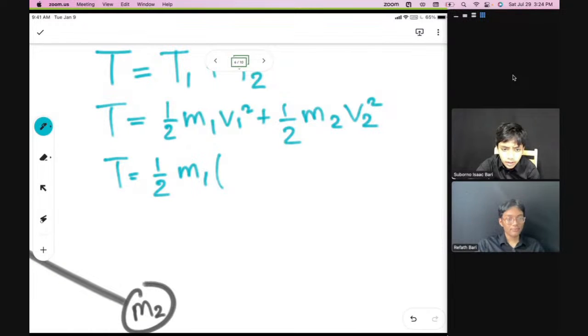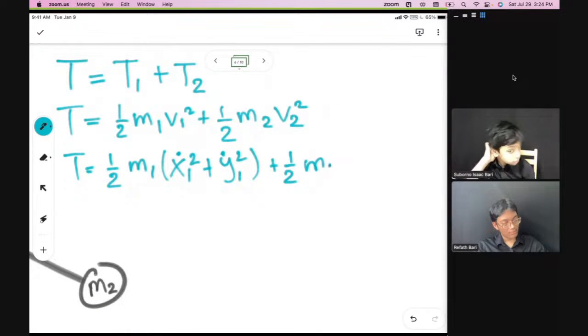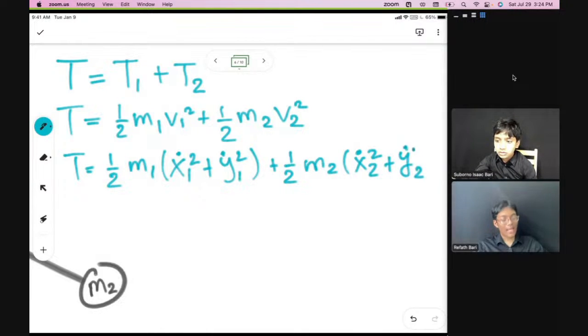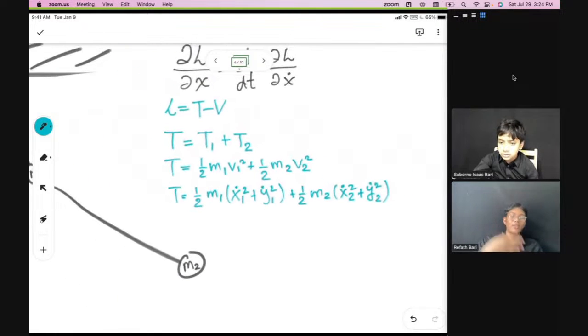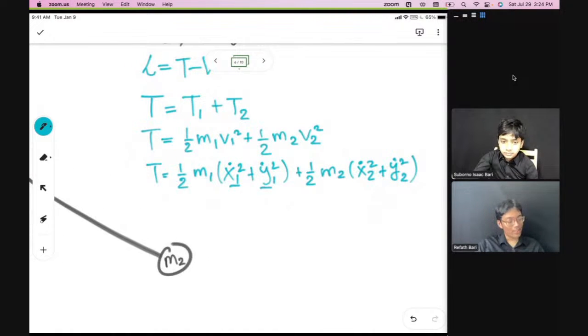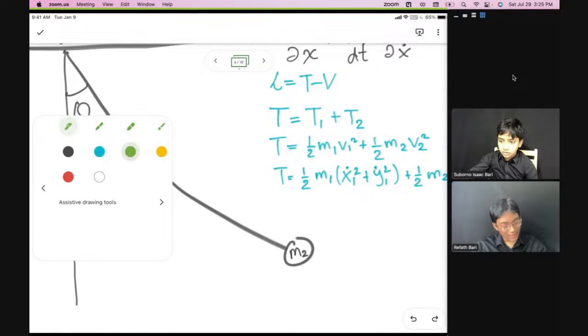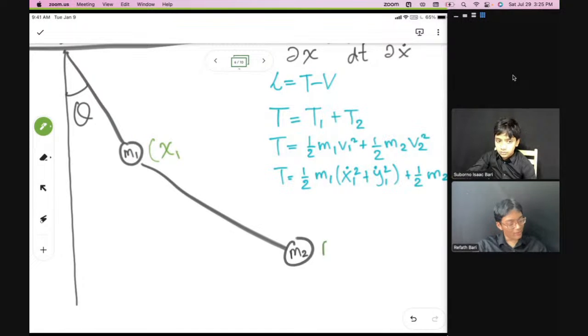v1 in terms of x and y is x dot 1 squared plus y dot 1 squared. And v2? Also, don't the two velocities affect each other? Absolutely, and we're going to see that coming through in the Lagrangian equations. You might notice that I wrote x1 and y1 and x2 and y2 instead of just x and y. The reason is we need different coordinates for this: an x coordinate and a y coordinate for each mass.